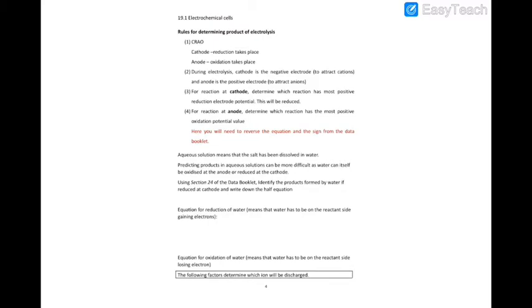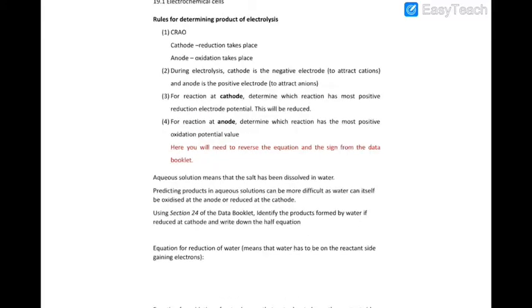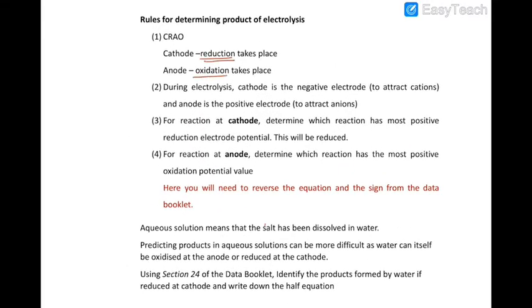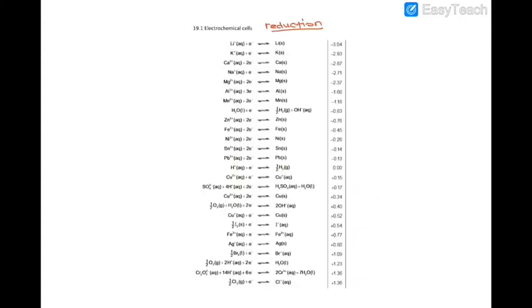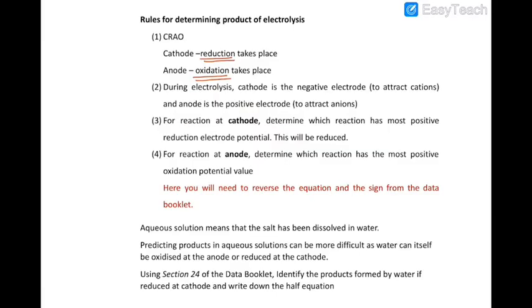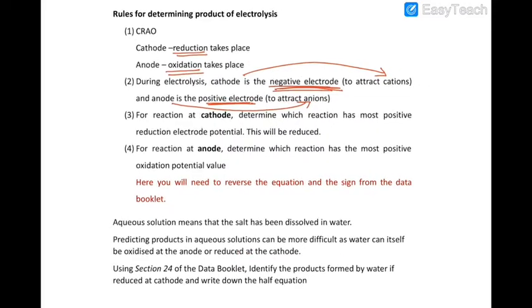These are the rules for electrolysis. So the mnemonic still applies: at the cathode you'll have reduction and at the anode you'll have oxidation, which means that at the cathode you'll have an equation that's one from these, and at the anode you will have an equation that is flipped. The cathode is going to be the negative electrode. In electrolysis, the cathode attracts cations, therefore it has to be negative, and the anode attracts anions, therefore it has to be the positive electrode. This is reversed for voltaic cells.